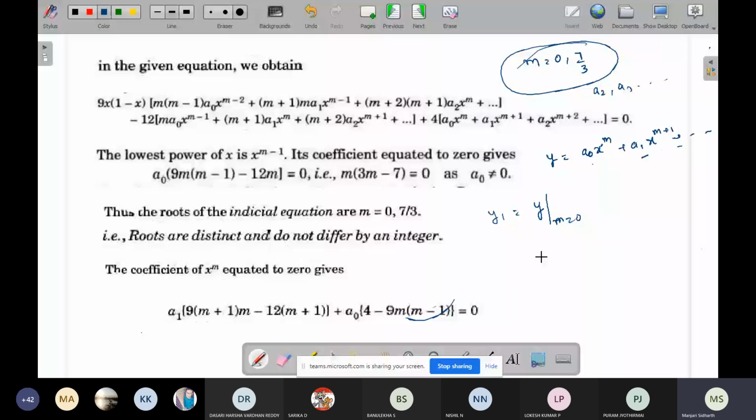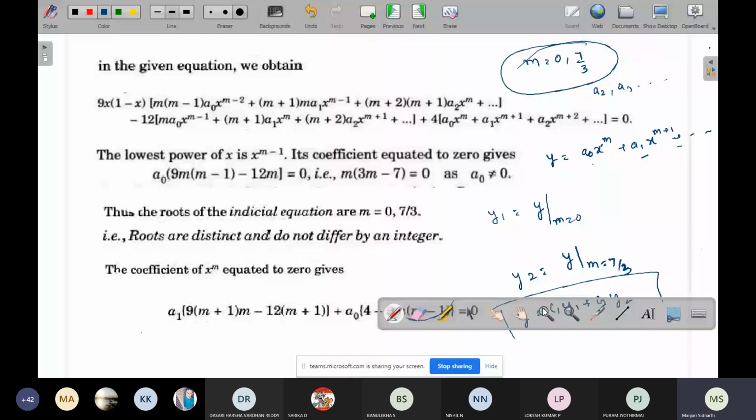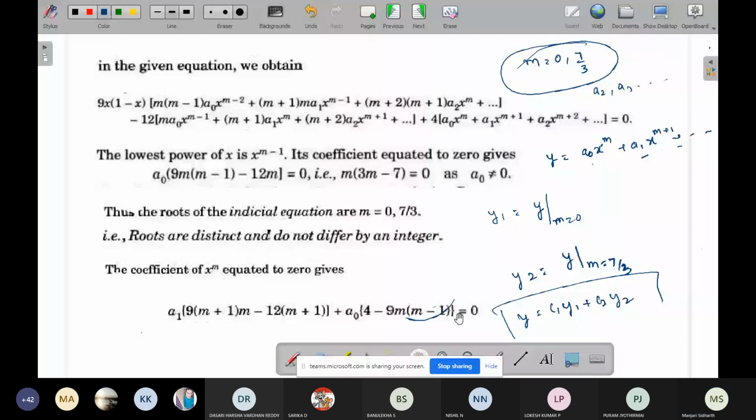This is the first case I'm talking about. Now put in y, put m is equals to 7 by 3, the second root. Okay, this is your second solution. Now c1y1 plus c2y2 is your complete solution. So this is your answer.